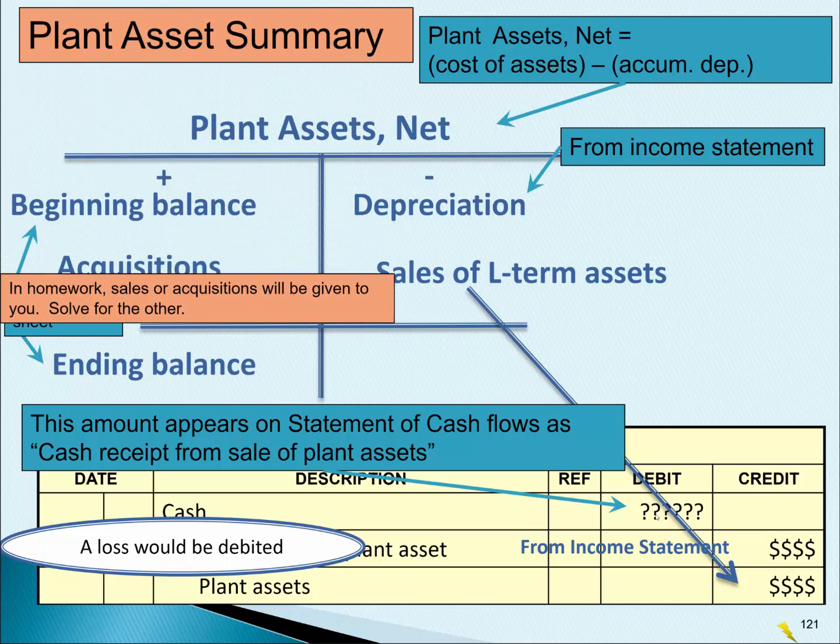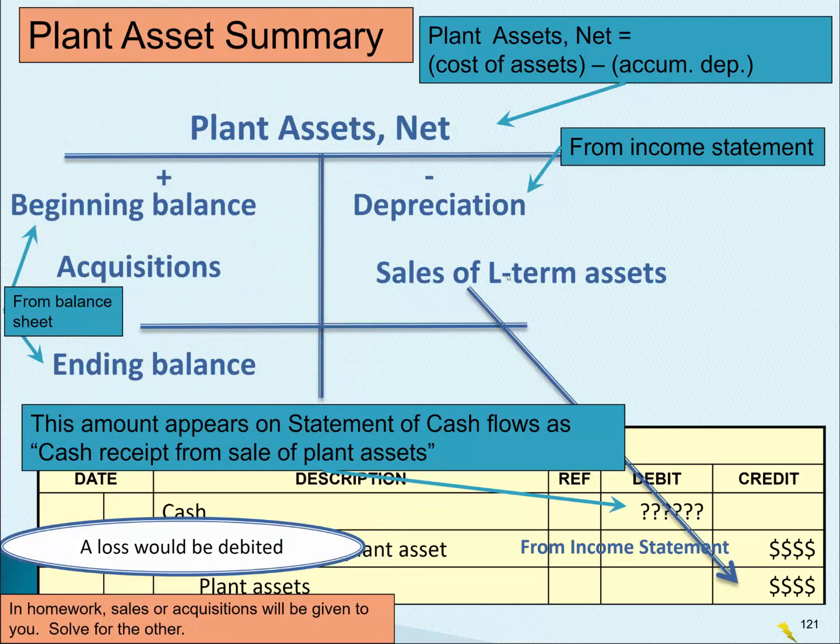So in our homework, this sale number or the acquisitions will be given to us. We just need to solve for the other. So this is kind of like a logic puzzle. Now the financing activity section will be easier than this. Fortunately, this was kind of convoluted, but with practice, it gets easy with repetition.